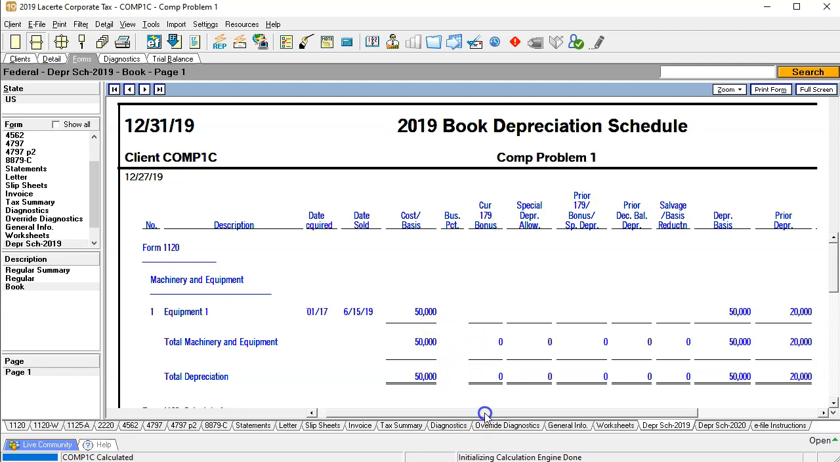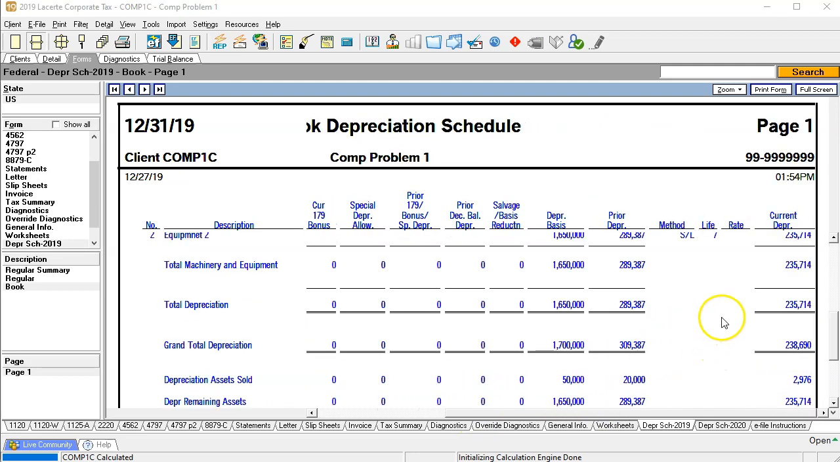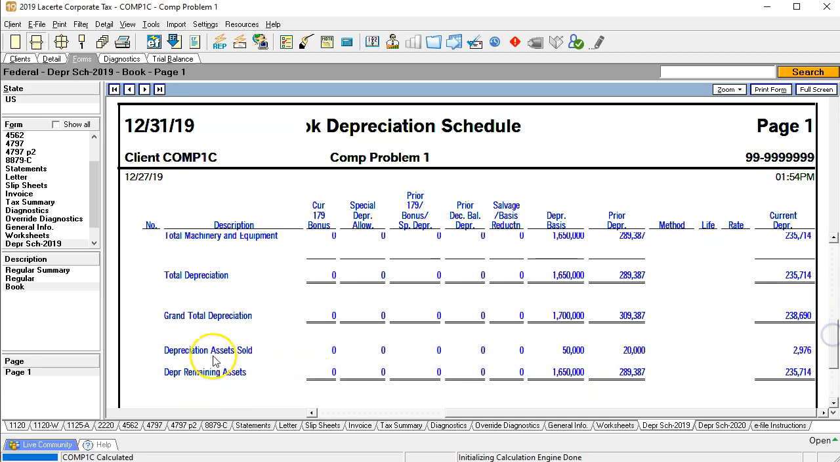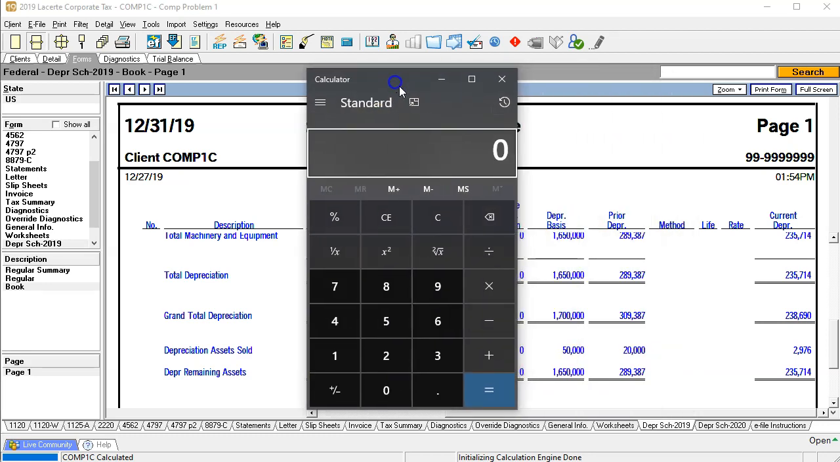In other words, if we take a look at our depreciation schedule and scroll to the right and then down, we want to get to that grand total. Depreciation was at the 309,387. Let's put that in our trusty calculator. So that's basically our beginning balance before the current year information.